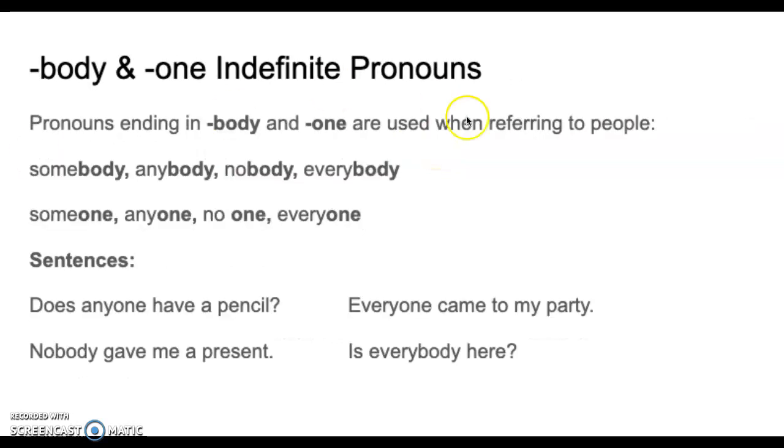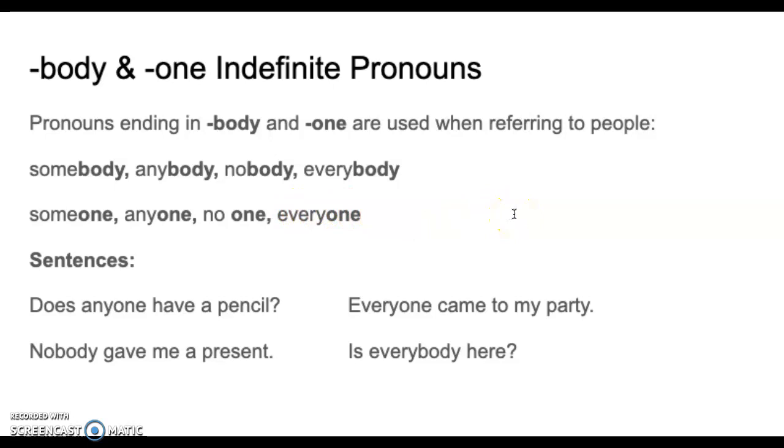Okay, so let's look at a few of these. We have indefinite pronouns that end with body and one. Pronouns ending in body and one are used when referring to people. So I could say somebody, anybody, nobody, and everybody. I could also say someone, anyone, no one, and everyone.